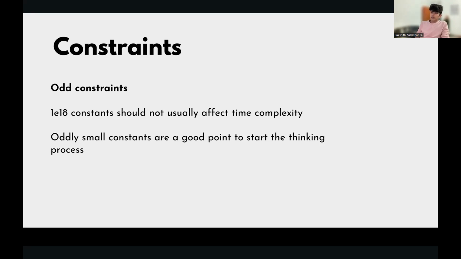So if there's something like that, maybe the solution to this problem is somehow related to that, because that's an odd constraint. There's no reason to add that. And if there are very small constraints like 10, 25, something like that, that's very odd too. So maybe you have to focus on that when thinking about your solution.